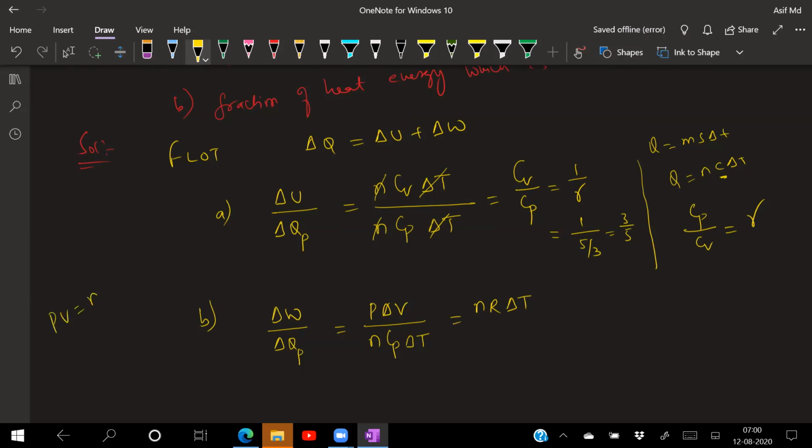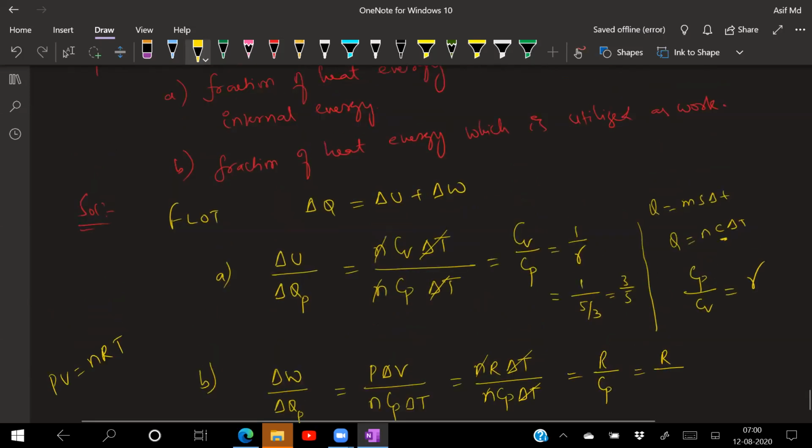PV is equal to nRT. Divided by n, this is nothing but Cp into delta T. This delta T and this delta T get cancelled. So it is R by Cp. That is equal to R divided by Cp. What is the value for a monoatomic gas?